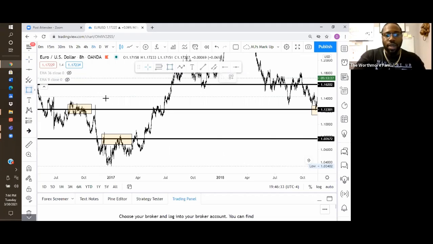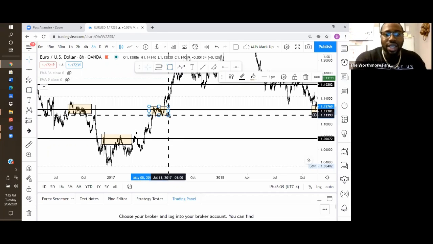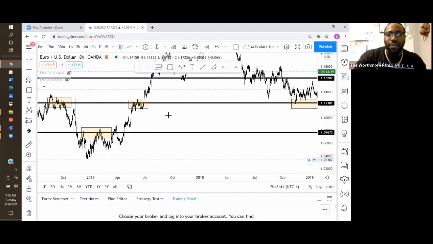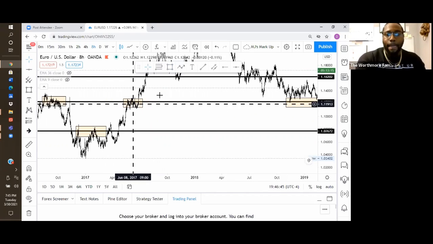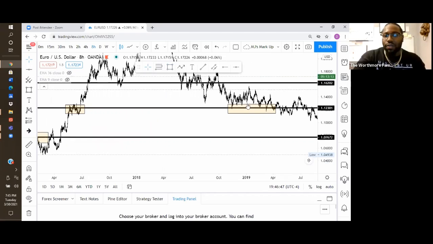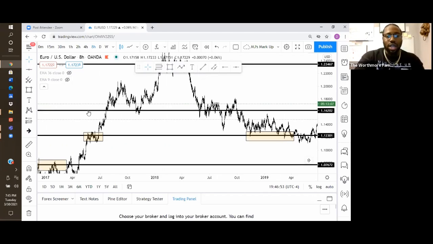A general rule of thumb is once an area gets broken as a ceiling, it tends to get retested as a floor. As you see, it acts as a ceiling right here, but it also acts as a floor right here. So when you see this break above, you can automatically as a trader start thinking to yourself, okay, at some point in time, this area is going to get retested, because that's a general rule of thumb.